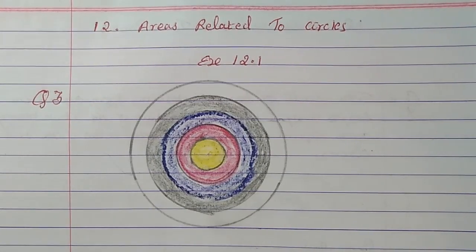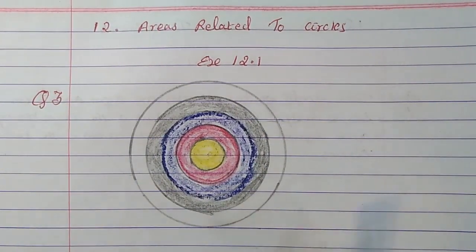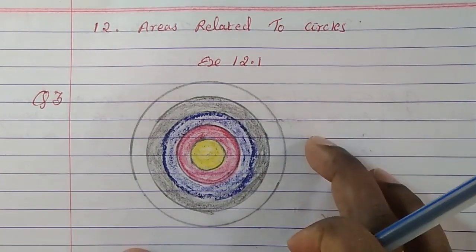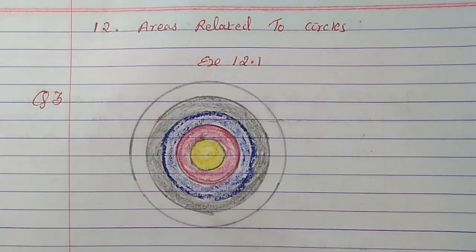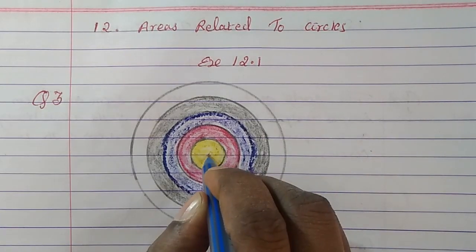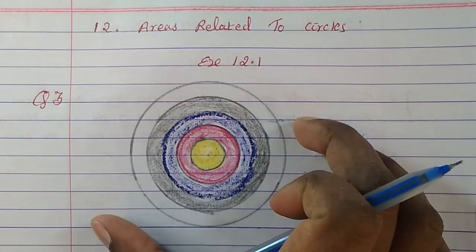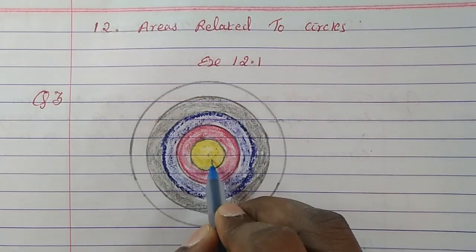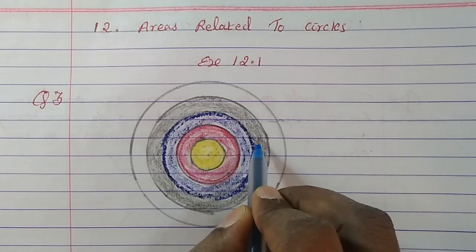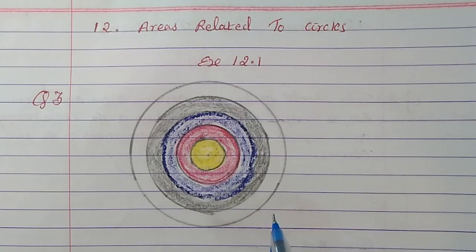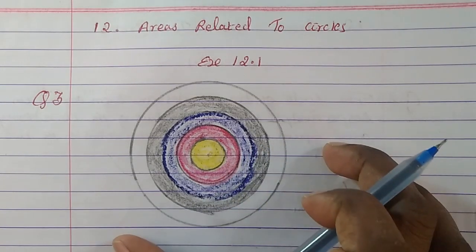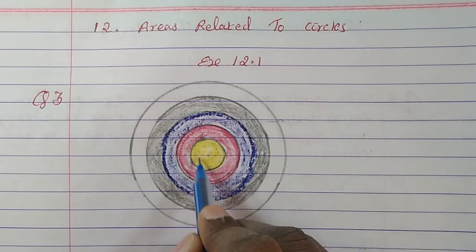So let's try to understand the question. There is an archery target given to you. You must have seen that they shoot the arrow and it pokes the center or anywhere here. So here if you see, the gold ring is there, red is there, blue is there, black is there and white ring is there. In this question we have to find out the area of each ring.